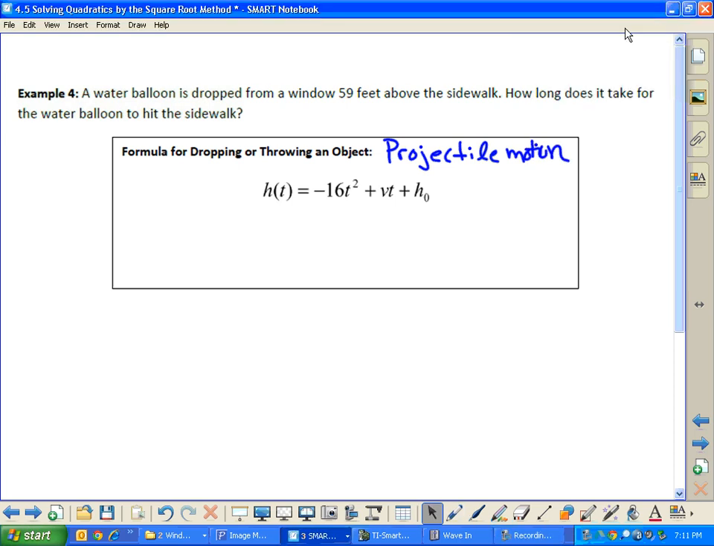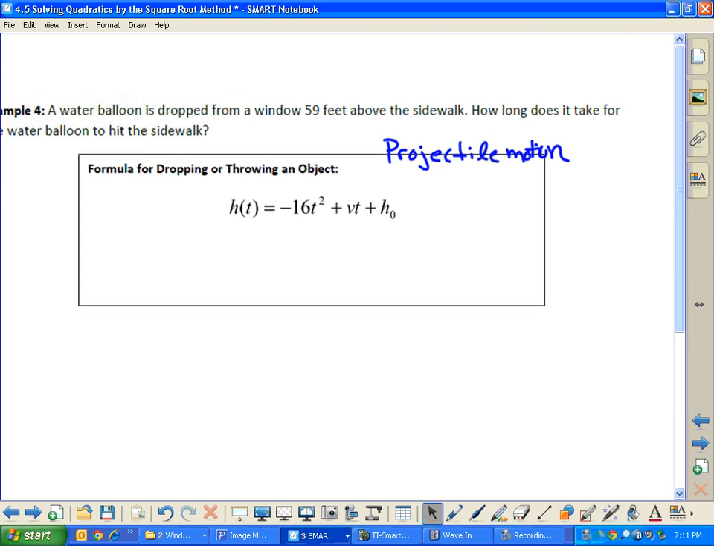And just to talk with you briefly about this particular problem, we have a water balloon and we're dropping it from a height of 59 feet above the sidewalk. We're supposed to figure out how much time it takes for the water balloon to hit the sidewalk. Now, before I get too far into the word problem, I just want to talk about what this formula means. What are all those letters? Like, what's the H and the B and all that? H of T.